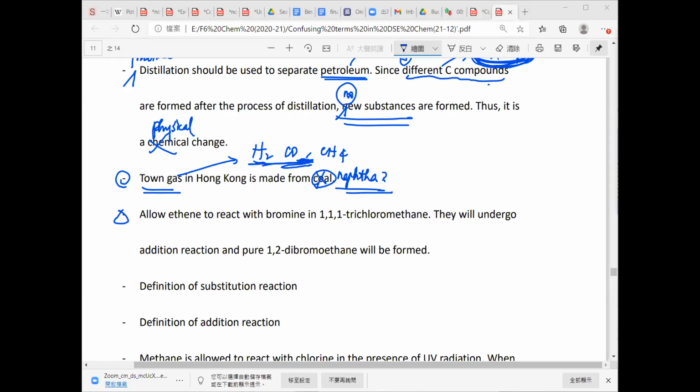Okay, what's wrong with this one? Allow ethene to react with bromine to give 1,2-dibromoethane by addition reaction, and it is pure. Why not? It's not pure. To get a full answer, what else? Can you elaborate more on the organic product? Is it the only organic product?